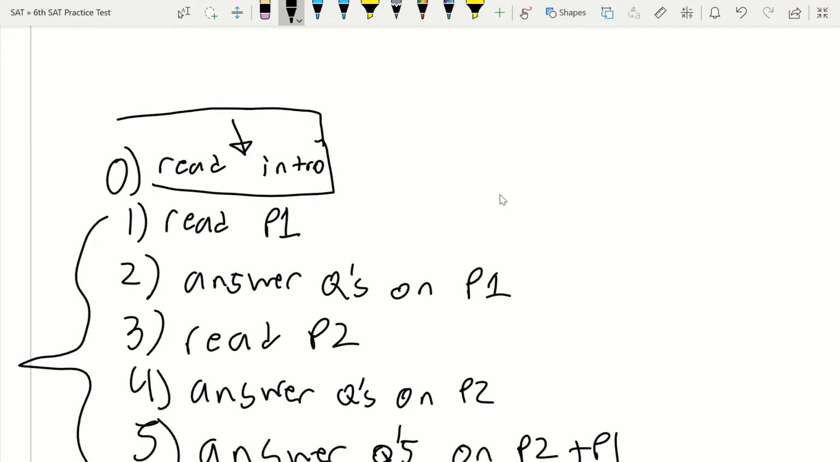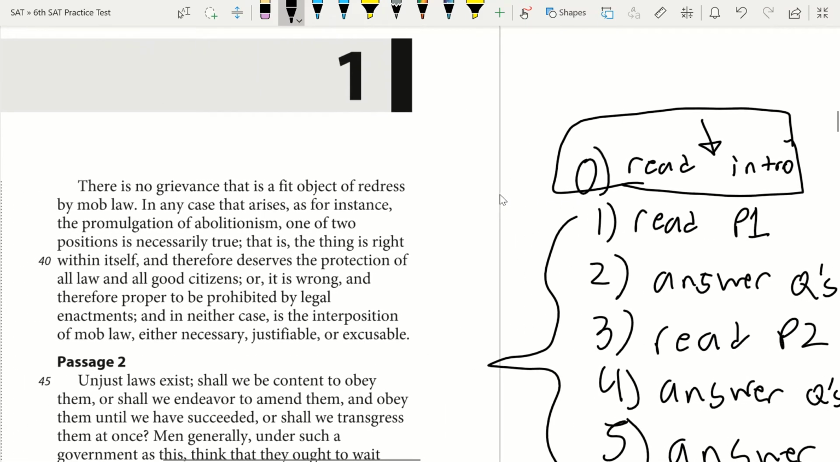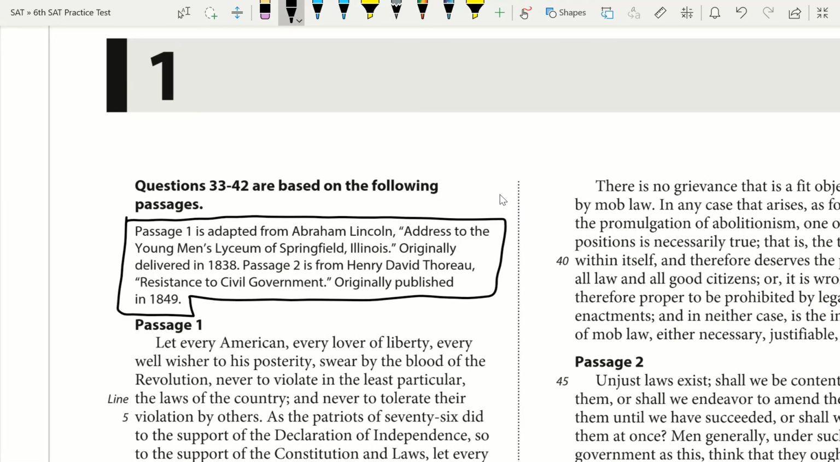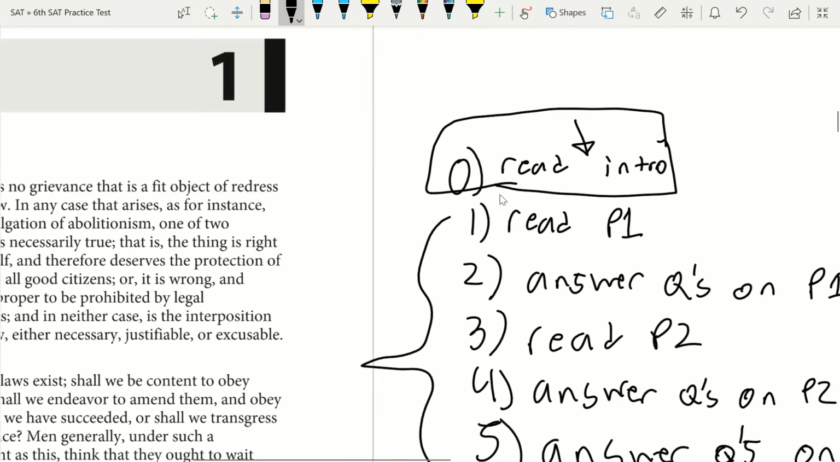I want you to read that intro first, and I want you to read the intro for both passage 1 and passage 2, right? Not the introduction paragraph, but this little part right here that gives me the title and what that response is to. This right here that I'm putting a star by right now. Okay, read that first, then follow that strategy I just put here.